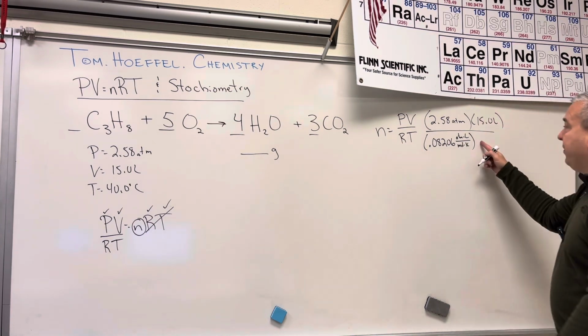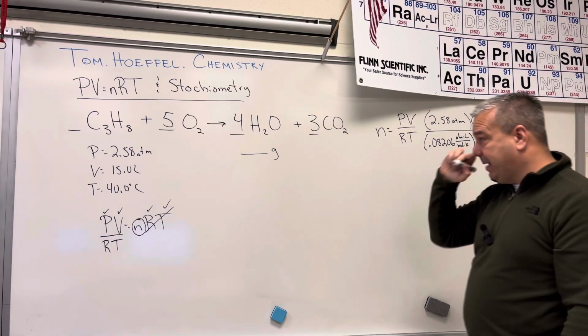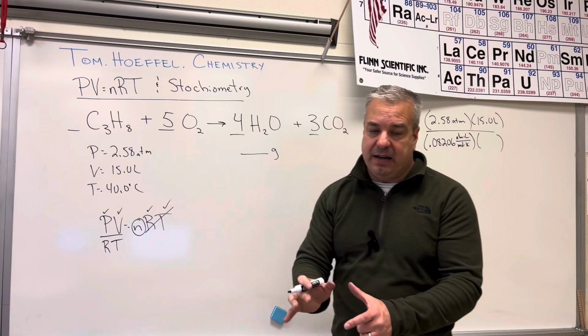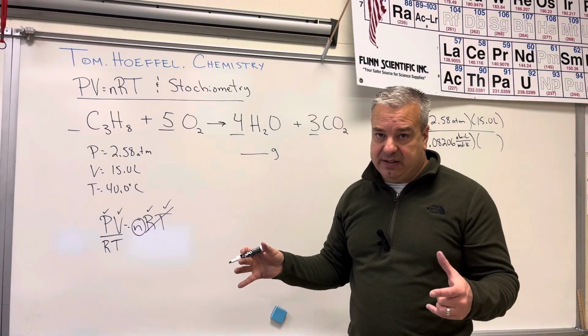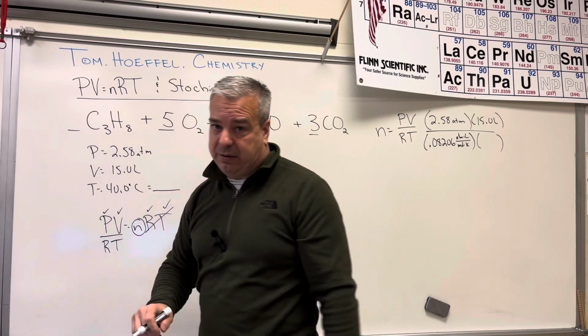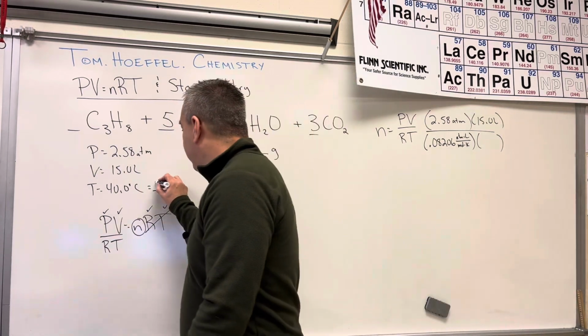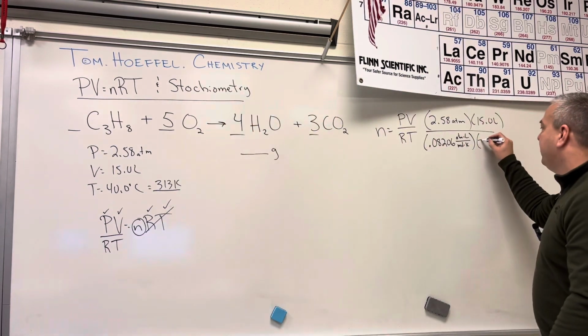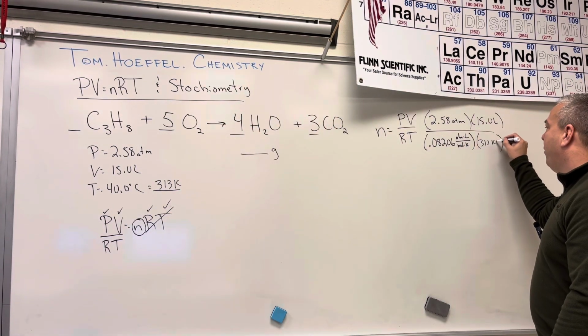Okay. Now, the last part is going to be the temperature. My temperature is in degrees Celsius, and that's an issue. I can't have it in degrees Celsius. I need to have it in Kelvin. So I'm going to add 273 to get into Kelvin. So that's going to be 313 K. So I'm going to bring the 313 K over here.